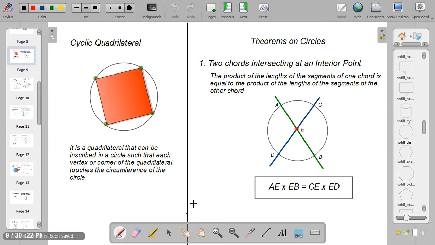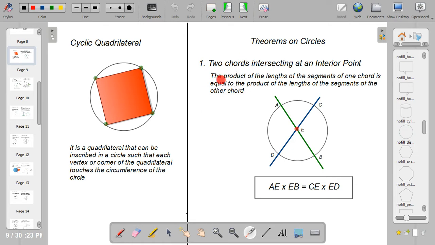So, I am going to continue the discussion on theorems on circles. Theorem number one, we have two chords intersecting at an interior point. Remember, when we say interior points, those points are inside the boundary of the circle. So, nasa loob ang intersection point ng dalawang chord.